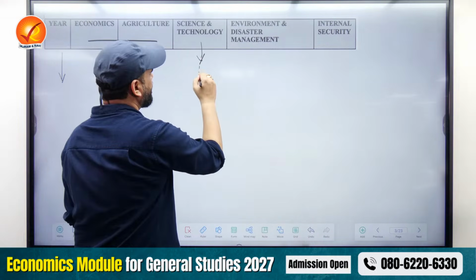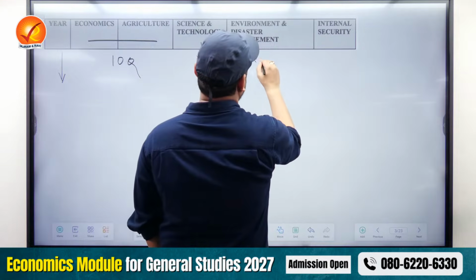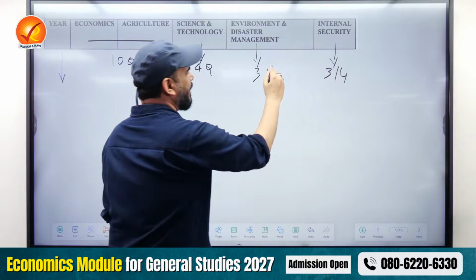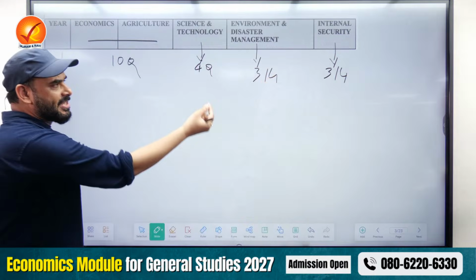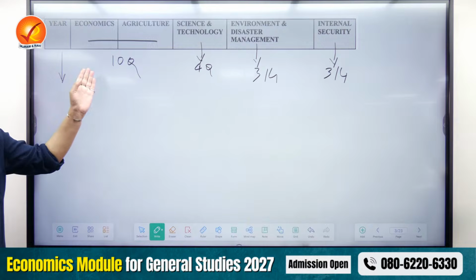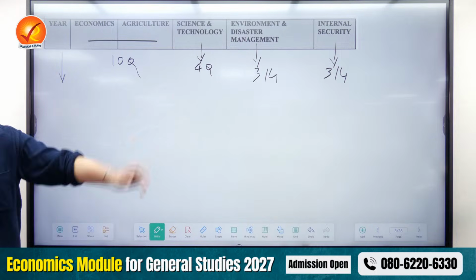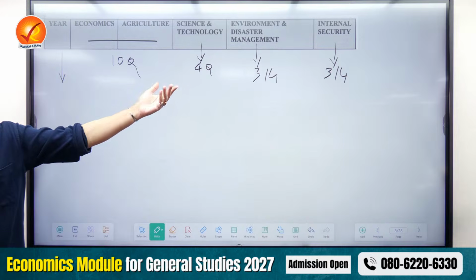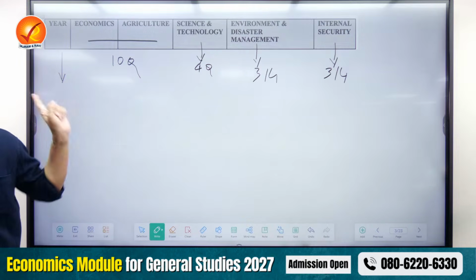From science and technology, roughly 4. From disaster management, roughly 3. Internal security, 3. It can become 4 also. So if one subject increases, other goes down a little bit. Normally, this is the trend that 10 plus 4, 14 plus 3, 17 plus 3, 20. So if there is a change of 1 or 2 questions here and there, some adjustments might happen. But largely, this is the idea.